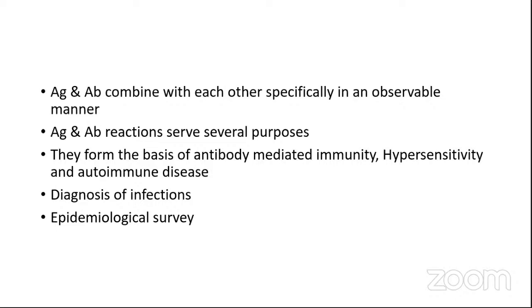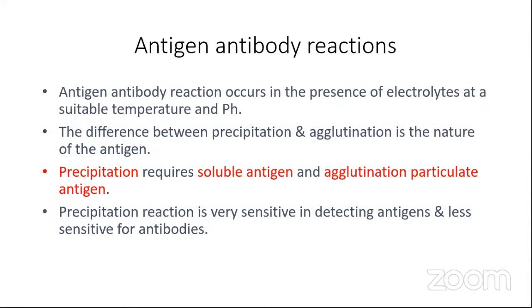By now you must have heard that for SARS-CoV-2, the ICMR is conducting epidemiological surveys where they detect the specific antibodies existing in individuals against SARS-CoV-2, which indicates immunity in the population. So it is also useful in epidemiological surveys. These are the uses of an antigen antibody reaction. This reaction occurs only in the presence of electrolytes at a suitable temperature and pH. These three are the prerequisite conditions for an antigen antibody reaction to take place.